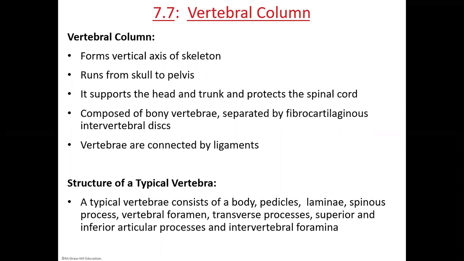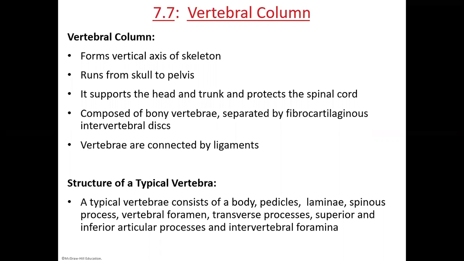So today we're going to go over the bones of the vertebral column and the bones of the thoracic cage, so the rib cage. So we're starting here with the vertebral column. Basically this is part of the axial skeleton because it runs up the center of the body. It goes from the base of the skull down to the pelvis, but it does not include the pelvis or the skull.